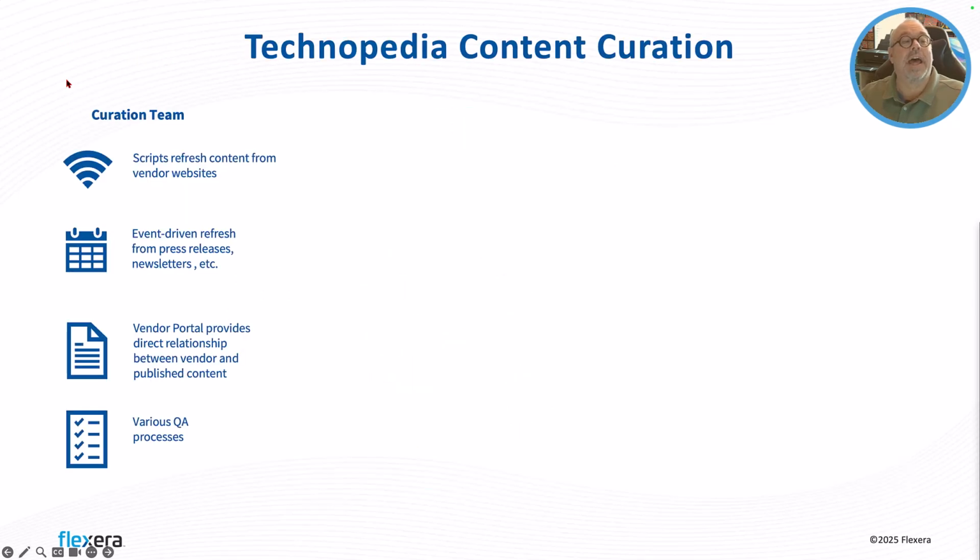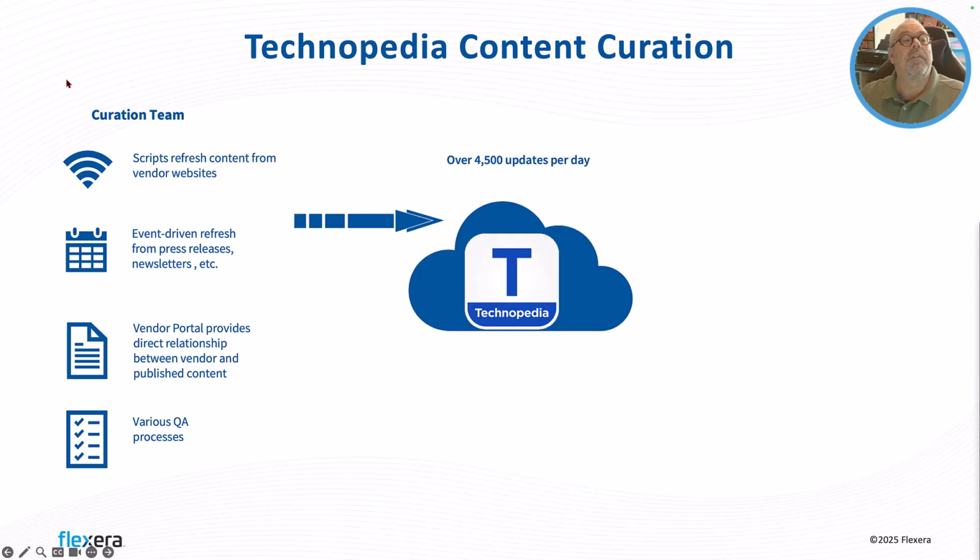Let's take a look at the Technopedia content curation process. The content curation team uses several methods to keep content accurate and up to date, like scripts to refresh content from vendor websites, event-driven updates like press releases or product announcements, direct vendor relationships, and various additional processes like gap fill. This group processes over 4,500 updates daily.